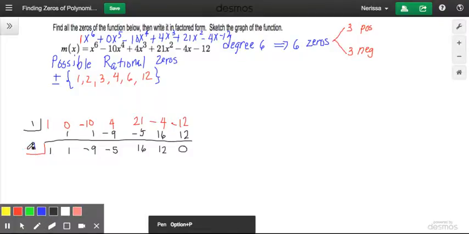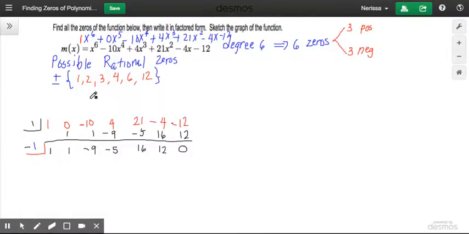Okay, so now let's try if negative 1 is a 0. So notice that I started with 1 and I tried, and then we found that that is a 0. Then we tried if 1 will work again and it didn't work. Now I'm going to try negative 1. So let's try negative 1.